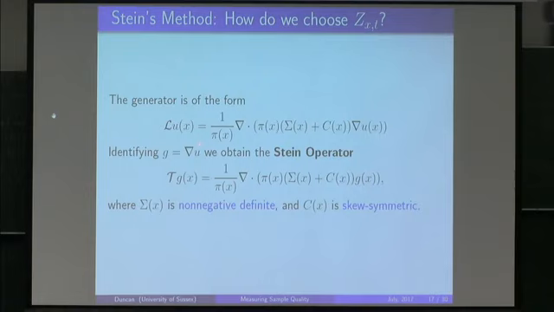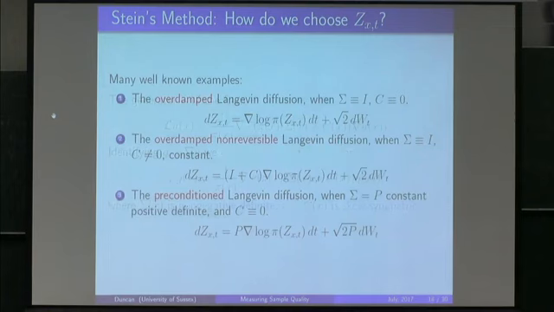And we use this particular representation here for our Stein operator. And so that's our choice of the Stein operator that we'll work with. And so we can play around, right? We can choose different values of sigma and C, and we can recover some very well-known diffusions.